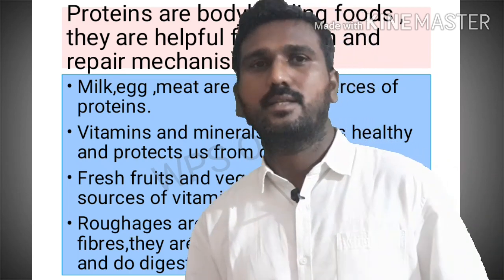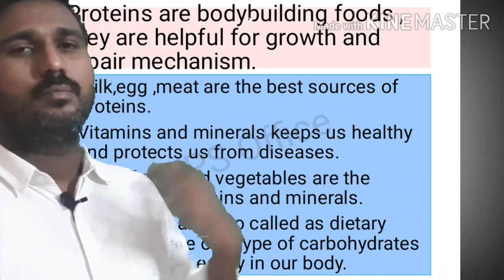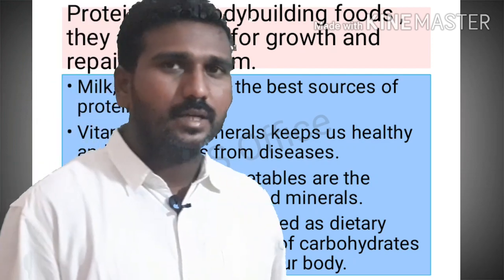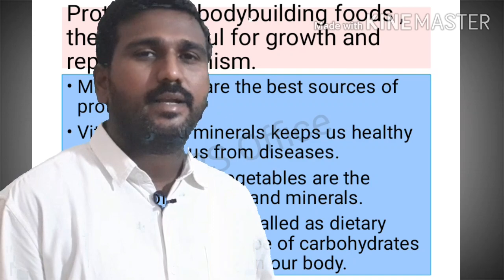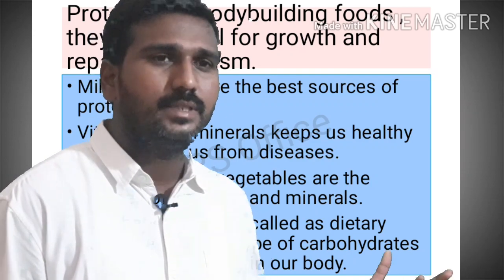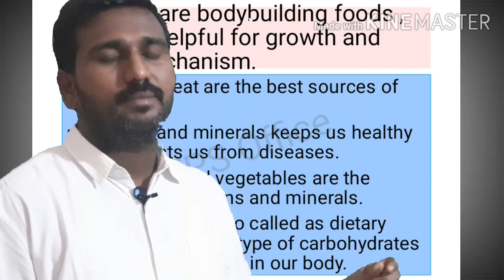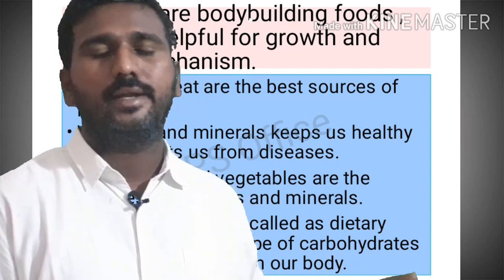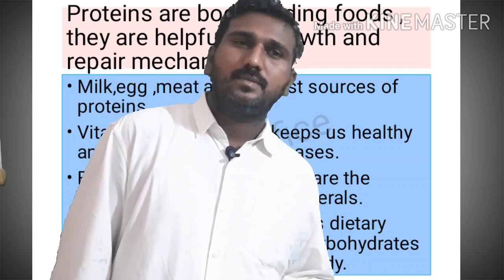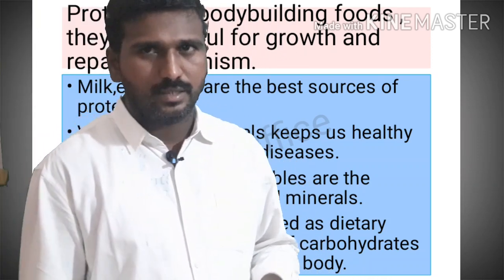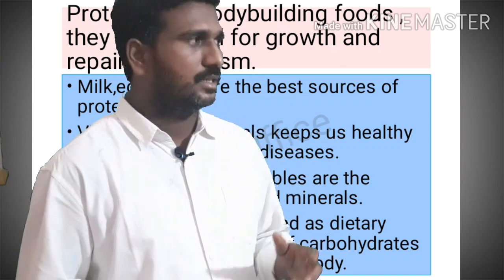So these are the various types of food components which are required for our body. And coming to the next topic, there are 3 types of tests. We have discussed 5 different types of food components, but in our textbook they have given only 3 tests, that is test for starch, test for proteins, and test for fats. So there are 3 tests given in our textbook. Let us discuss one by one.